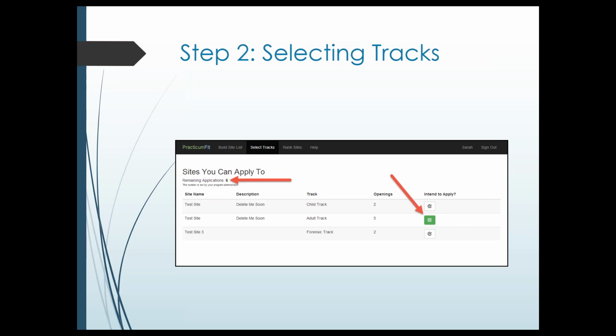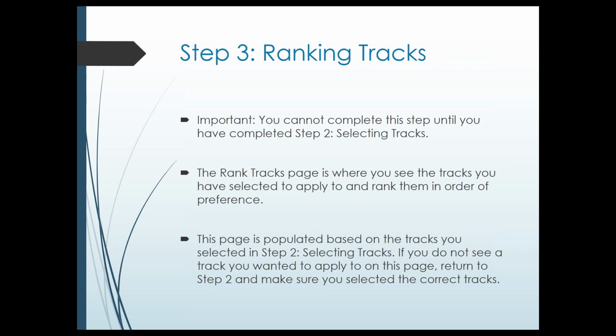Some sites might have more than one track, so that will decrease another application from the 7 if you apply to more than one track within the same facility. After that, you're going to rank the tracks to which you're interested in applying to or interested in matching to specifically.